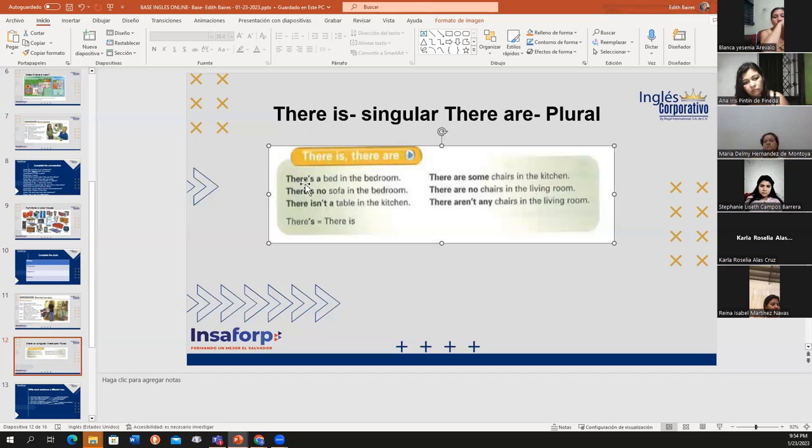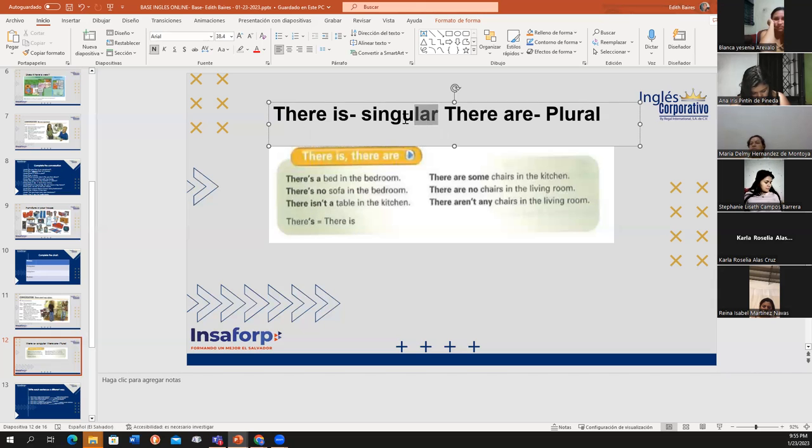This is a singular positive, okay? There's a bed in the bedroom. Okay, hay una cama en el dormitorio, okay? There is no sofa in the bedroom. Why? There isn't a table in the kitchen, okay? So, estamos diciendo que no hay. Estamos hablando en singular, okay? Pero estamos negando que no hay, okay? So, this is when it's singular.